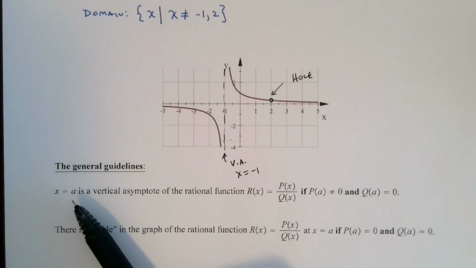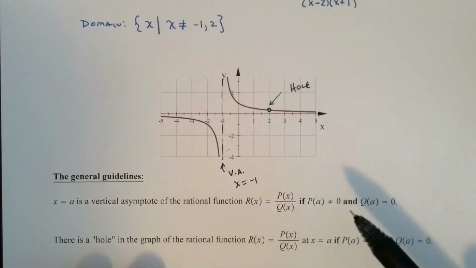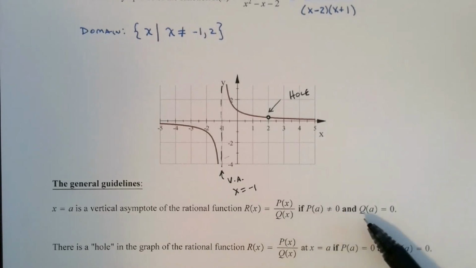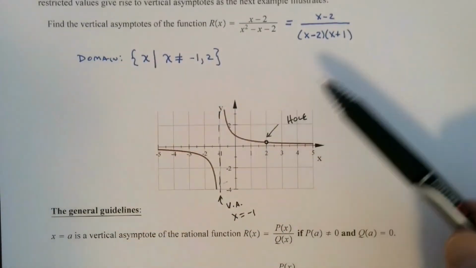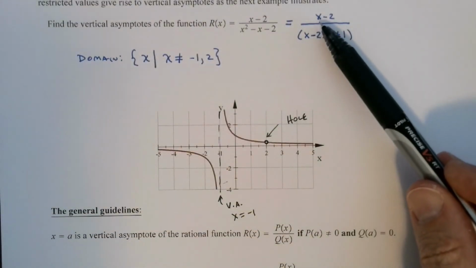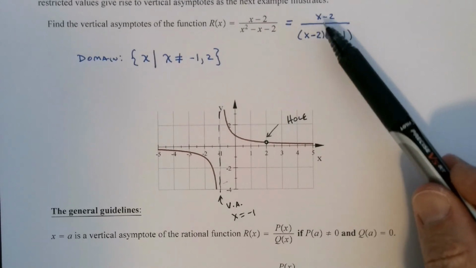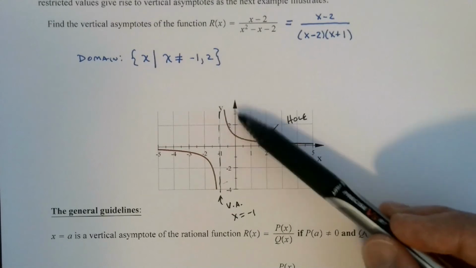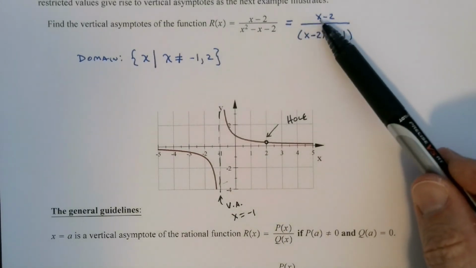In fact, a general guideline you can use: if you have x equal a and you want to know if it's a vertical asymptote, plug a into the function. If you get the numerator not equal to 0 and the denominator equal to 0, like if I plug in negative 1, I get negative 1 minus 2, which is negative 3. Down here I get 0.